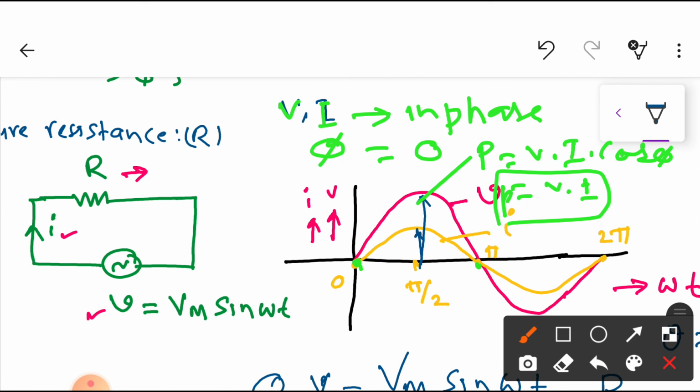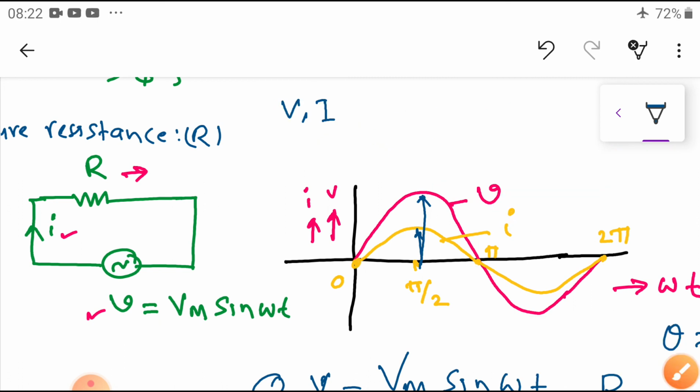These are regarding the circuit connected with only resistance. Resistance is a small part. We will see inductance also. That is the time, 21 minutes. We will see that in the next class. Thank you for listening to my class.